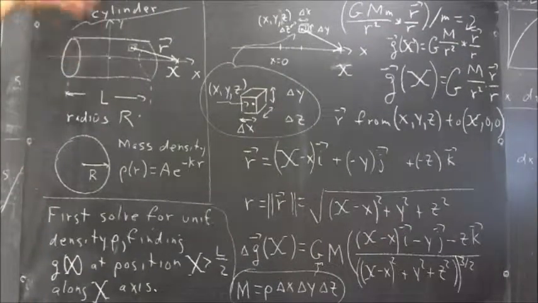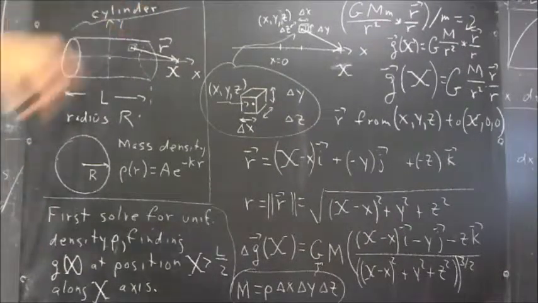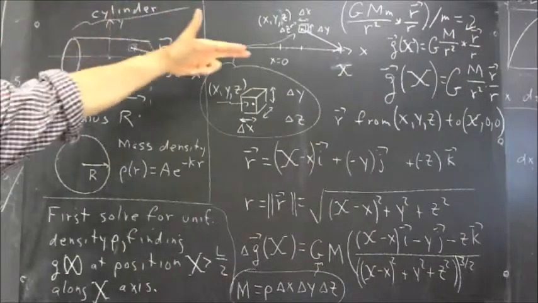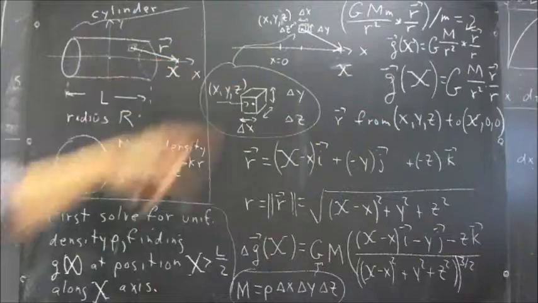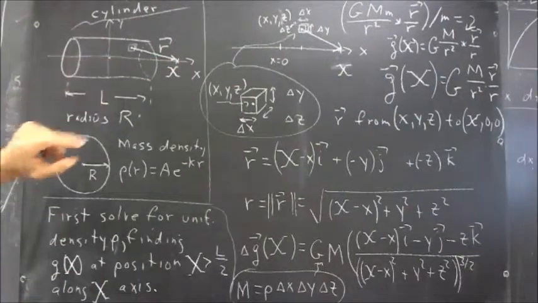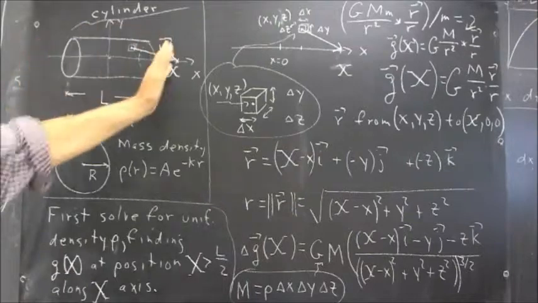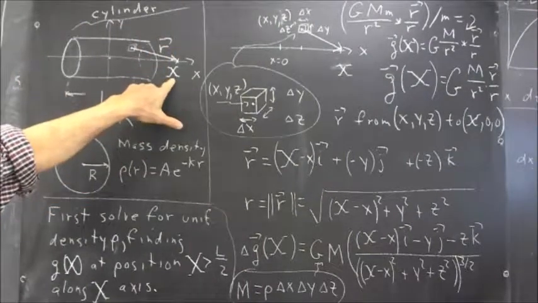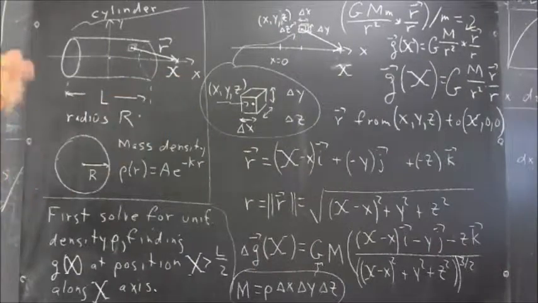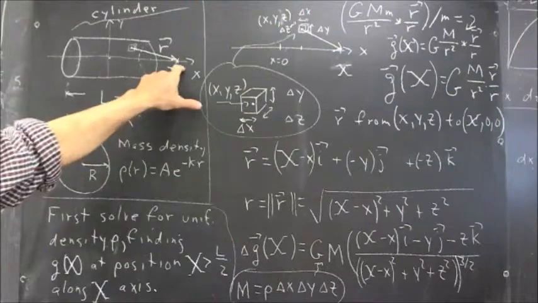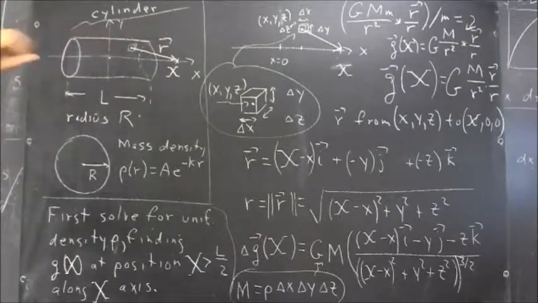Okay, we start with a cylinder, and the cylinder's got to have some dimensions. We're going to put the x-axis right through the central axis of the cylinder with the origin at the center point of the cylinder, halfway between the left and right. We're going to let big X be a point on the x-axis, and we're going to try to figure out the gravitational field at point big X due to the cylinder.